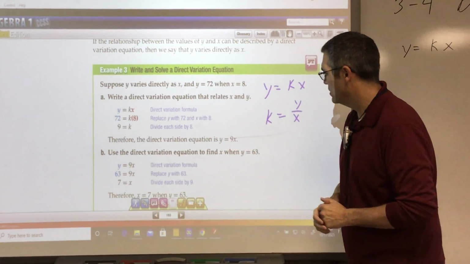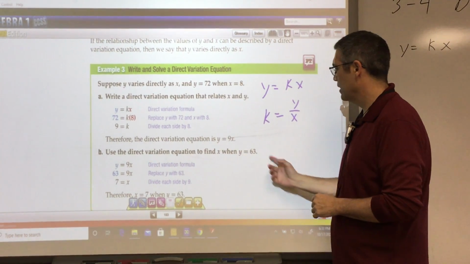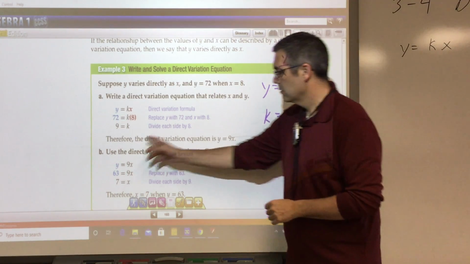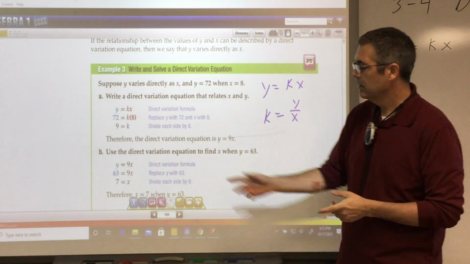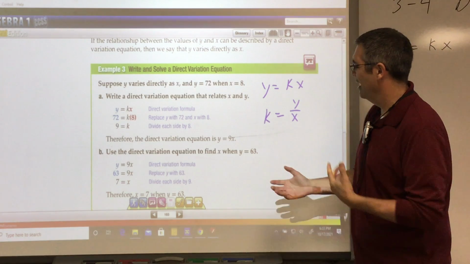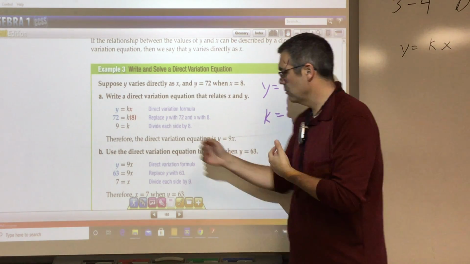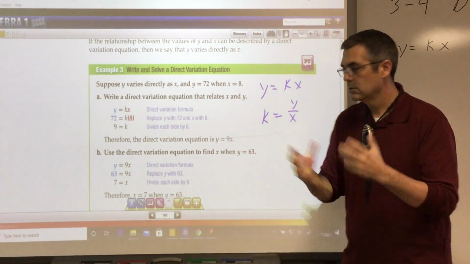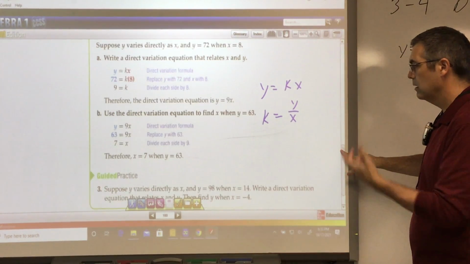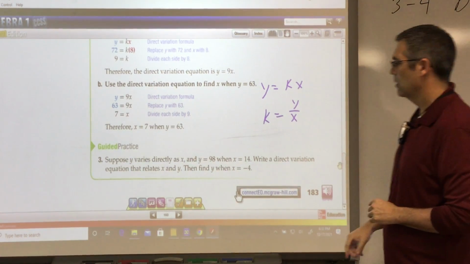Use the direct variation equation to find x when y equals 63. They plug 63 in for y, they solve for x. Normally it's the other way around. You have the x, you find the y, but here they gave you the y, so you can find the x. So they can give you either one, which helps you to find that, okay?